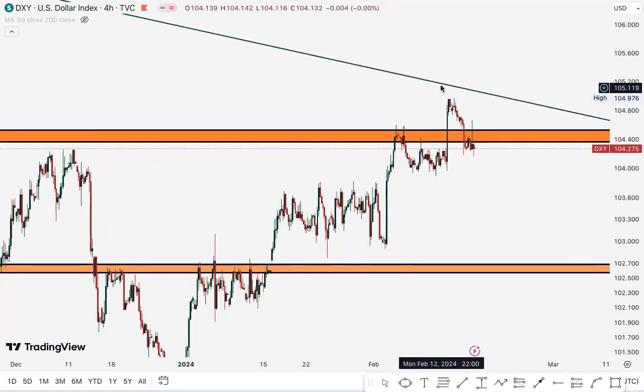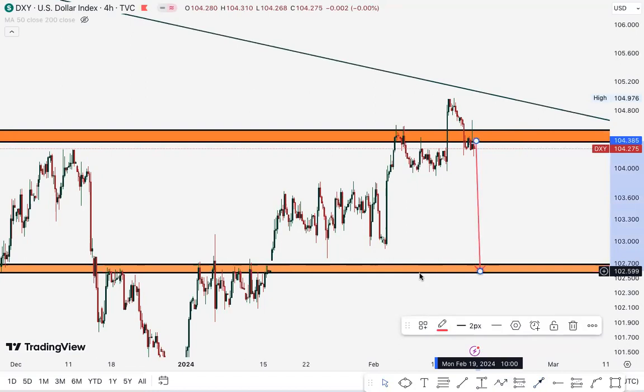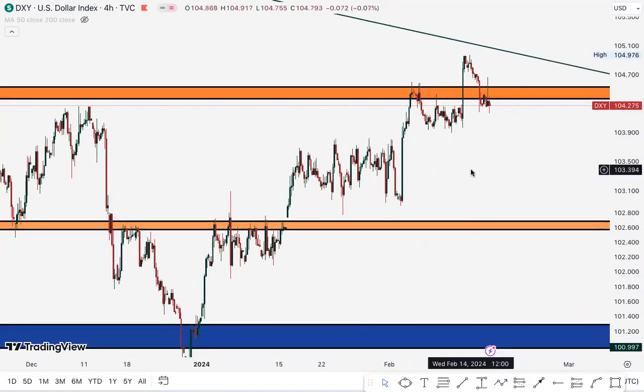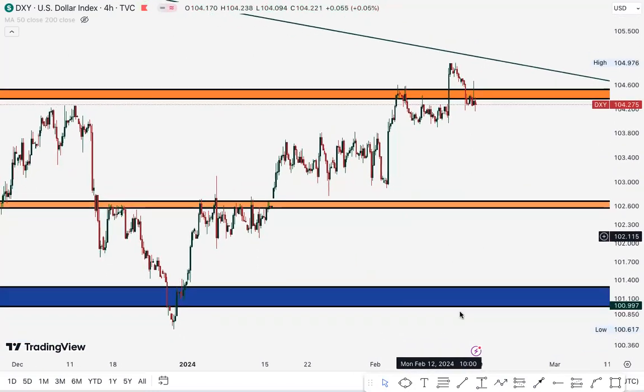So now that we've seen a fake out here, because we've not been able to sustain the break above here and then we'll pull back down, I will not be surprised to see the dollar collapse all the way back down here. Okay, I will not be surprised at all, because it is very, very possible. And as you can see, we did not even retest this level properly.